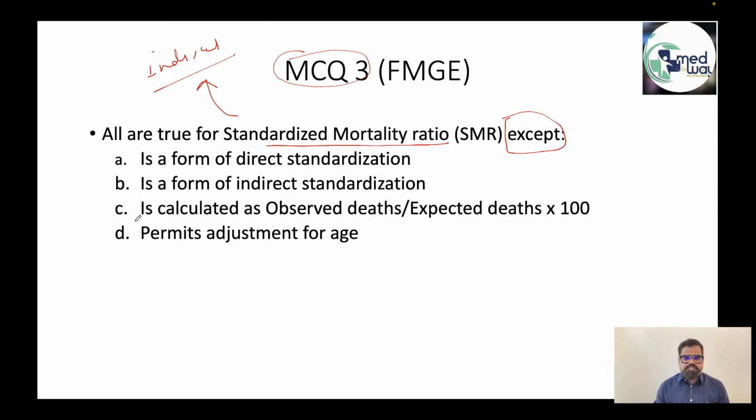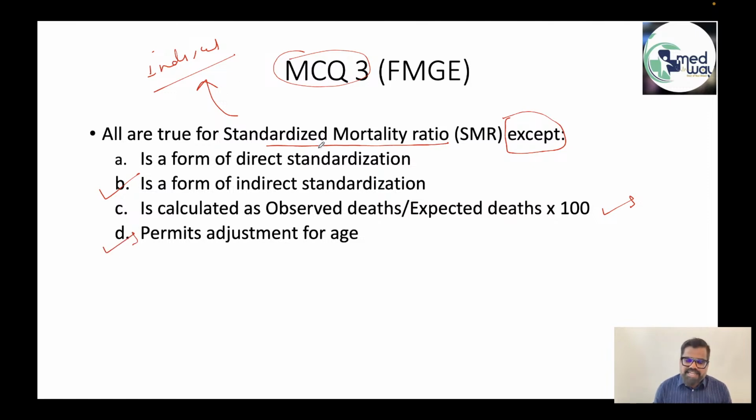Now let's see the options. Is a form of direct standardization? I'll give a thought. Is a form of indirect standardization? As I said, correct. Is calculated as observed deaths / expected deaths into 100? Correct. I'll explain this, don't worry. And permits adjustment for age, this is also correct.